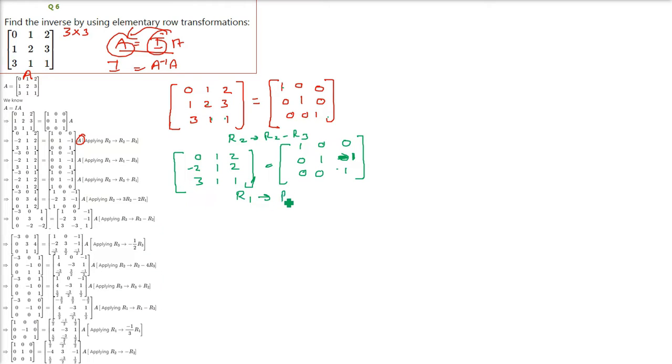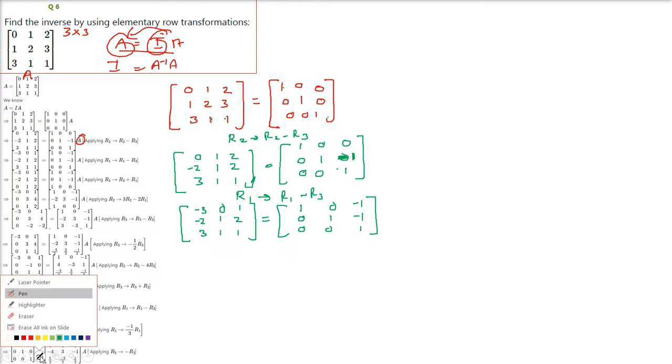So we will change row 1 to row 1 minus row 3. Sometimes we do this row transformation twice or thrice so that we prepare the matrix for the next 0 or 1. So row 1 minus row 3 is 0 minus 3 is minus 3, 1 minus 1 is 0, 2 minus 1 is 1. The other side I am just writing like that. So 1 minus 0 is 1, 0 minus 0 is 0, 0 minus 1 is negative 1. And this is 0, 1, negative 1, 0, 0, 1.